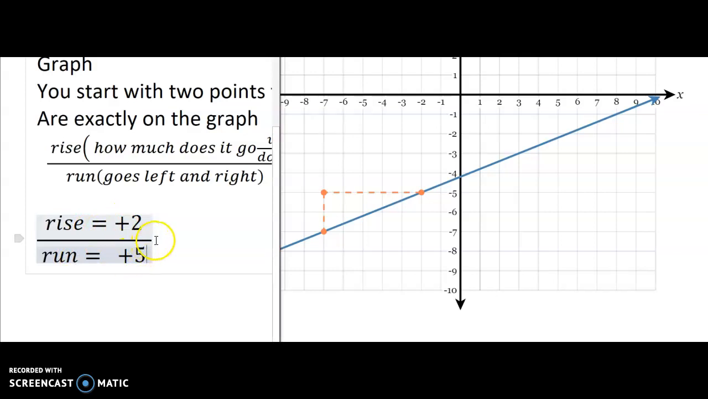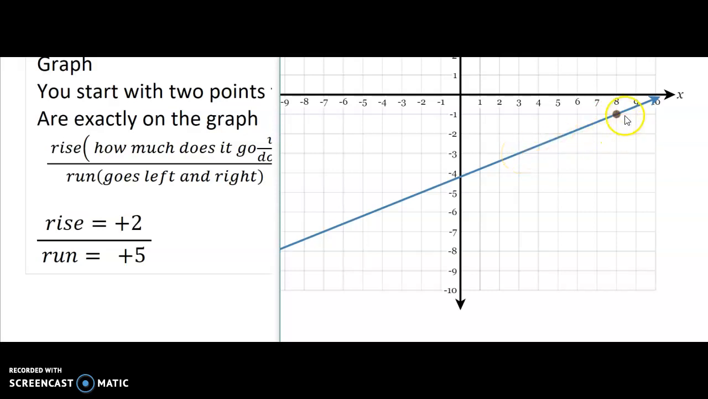So what's my slope? 2 over 5. Now, I want to show you that I could have chosen any other points. So let's do another point. Let's see. I'm going to go on this side. Let's say I'm going to choose this point, and I'm going to choose this point right here.